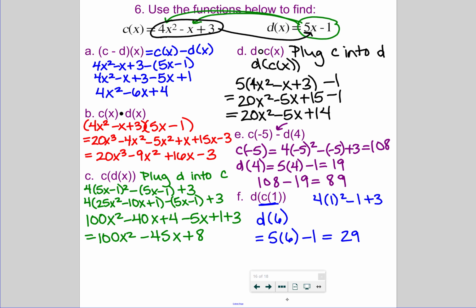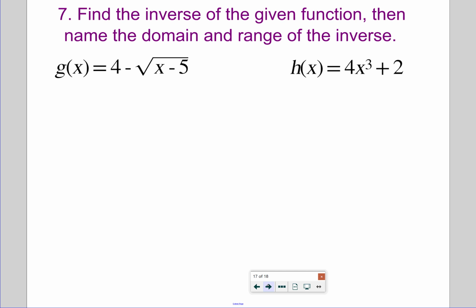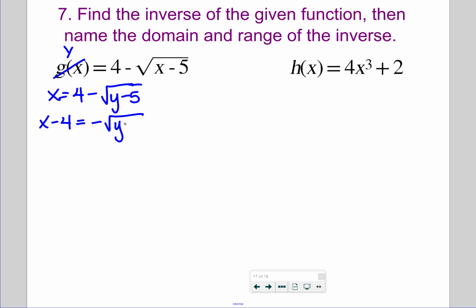Okay, we have 2 more problems. Problem number 7, I've got a couple of them here. You're only going to have one on the test. You need to find the inverse and then name the domain and range of the inverse. So to find the inverse, g of x, let's call that a y. We're going to switch the x and y. And then we're going to solve for y. So I'm going to subtract 4 first. Don't forget to bring that negative down. Then I'm going to divide everything by negative 1.